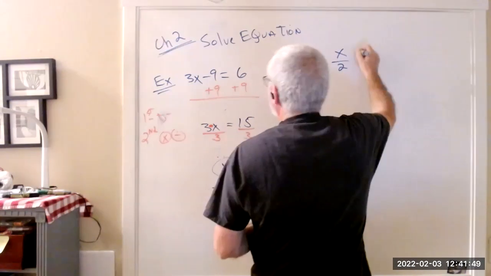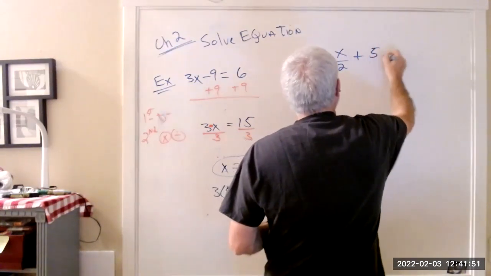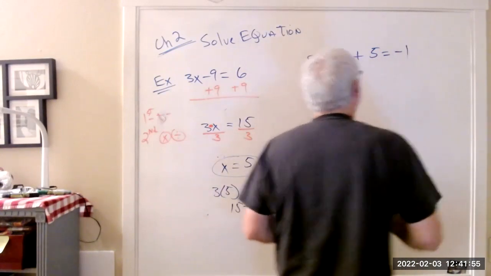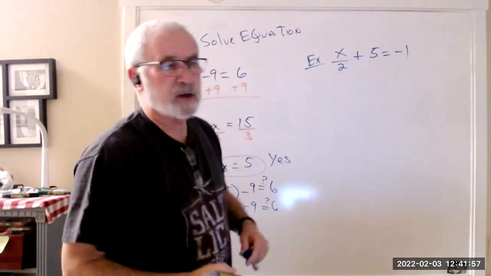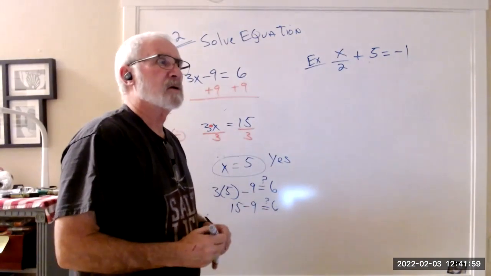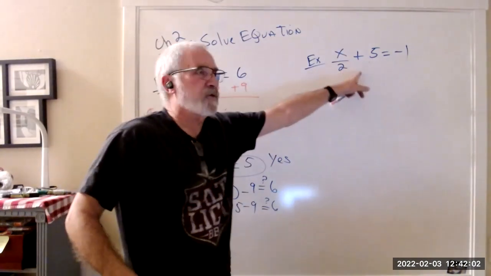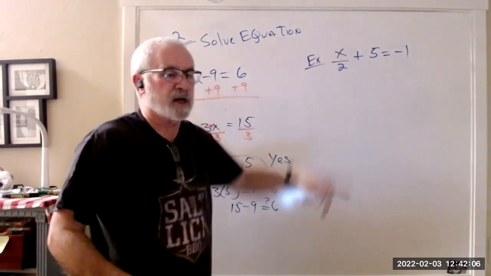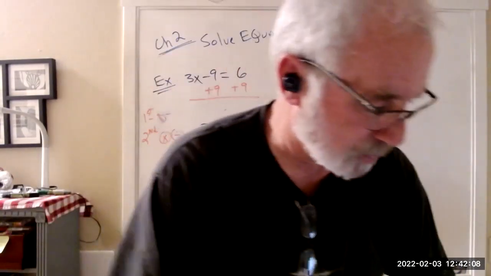X over 2 plus 5 equals -1. Do you want me to let you guys try that for a second? Attack the +5 first, then attack the divided by 2 second. Let's pause for just a second while you guys work on that.